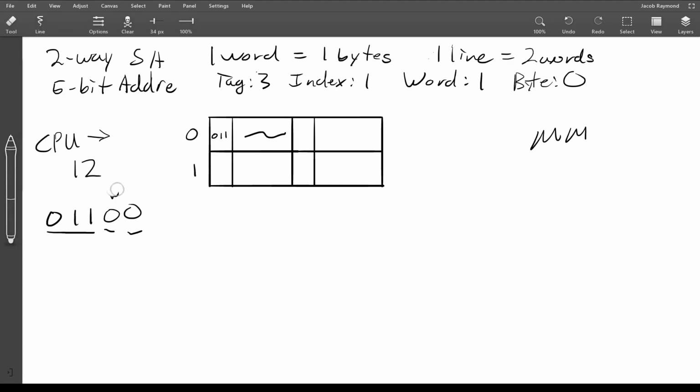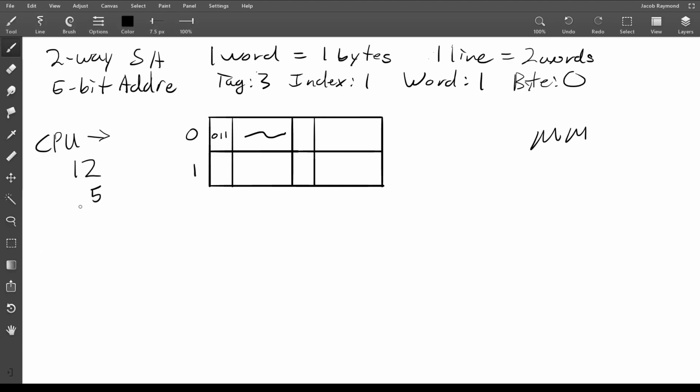Okay, now we can access a different location. Now let's try to access location number 5. And as I had mentioned, that caused a conflict last time. So with 5, we have 0, 0, 1, 0, 1. And so this right here is the tag, index, and the word portion. So now we see, oh, well, it accesses the same exact index. So that's going to create an issue, right?